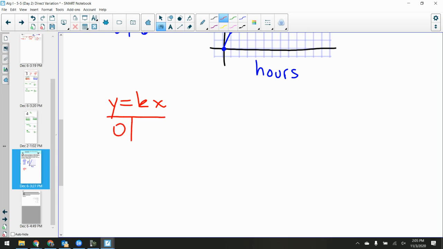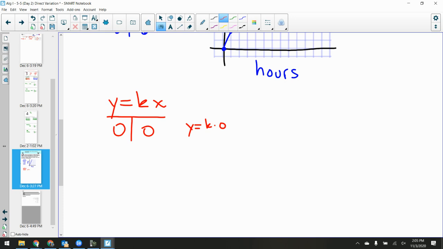What would happen if I plugged in 0? Even if I didn't know what k really was, because k is just a number, I would always get 0, right? Because this would be y is equal to k times 0, and anything times 0 is 0. I just made a pretty powerful statement right there.